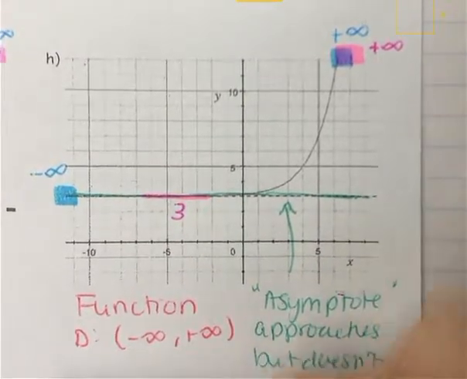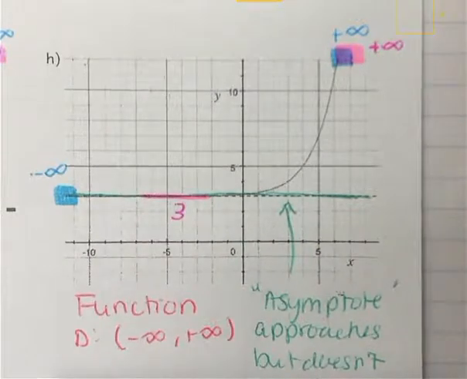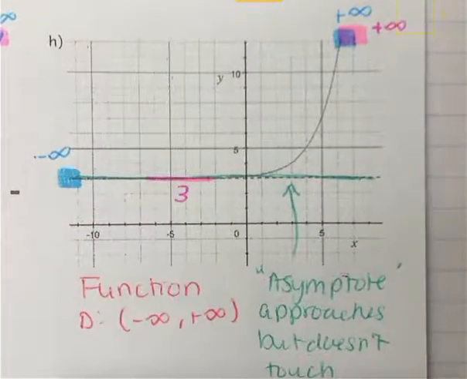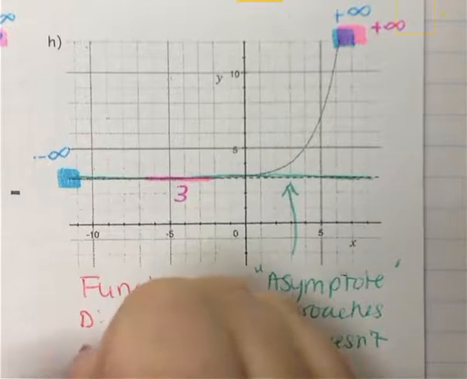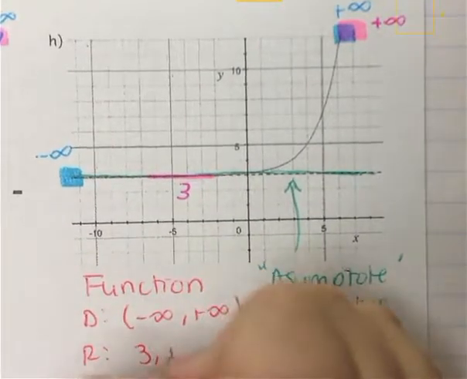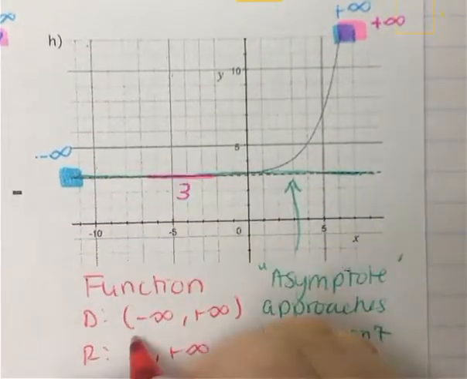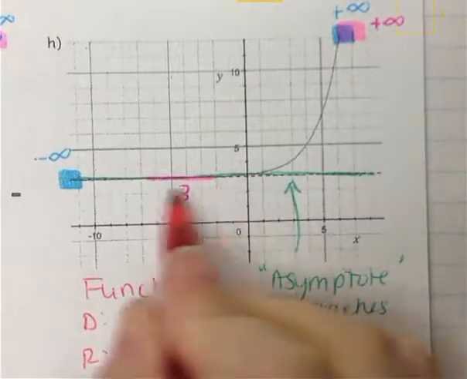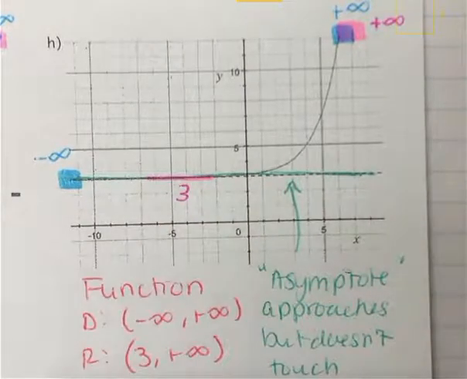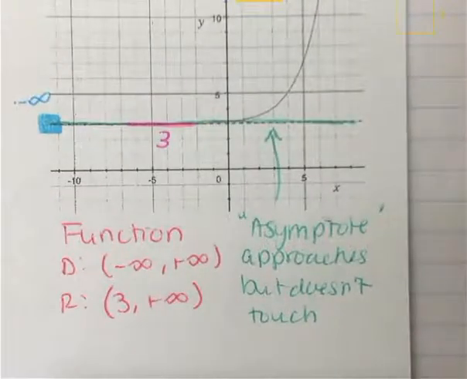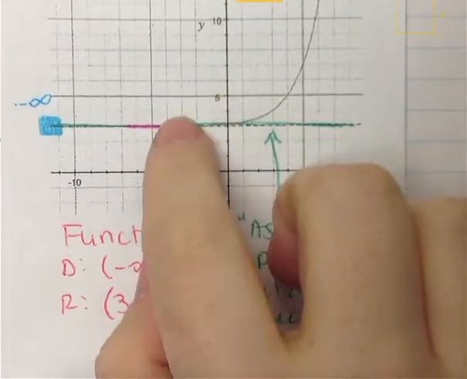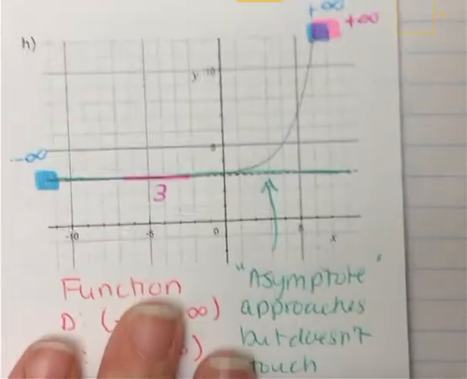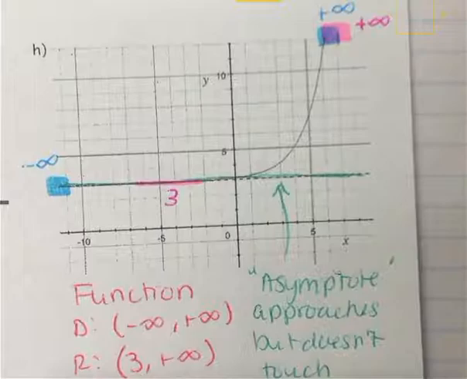So that means that 3 will be open. Our range will go from 3 to positive infinity, but they will both have open brackets because that horizontal line here is not crossed and it's not touched. So it is a function, and we have our domain and range. We were able to go from pink to pink without breaking, so it was a continuous graph.